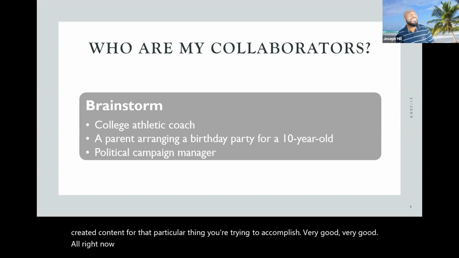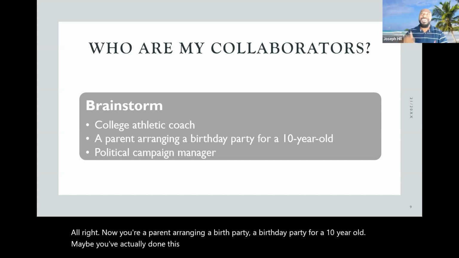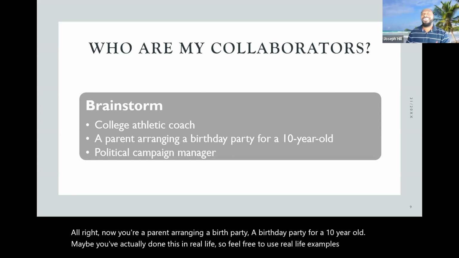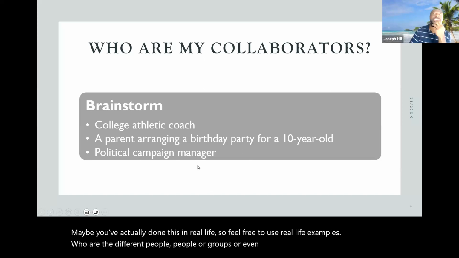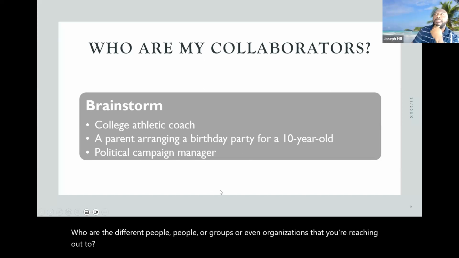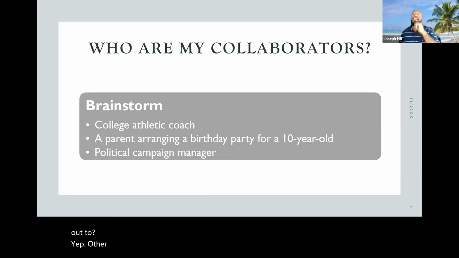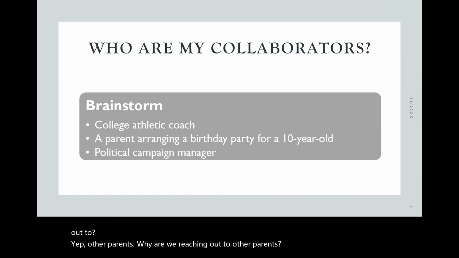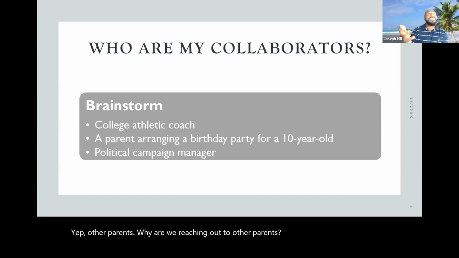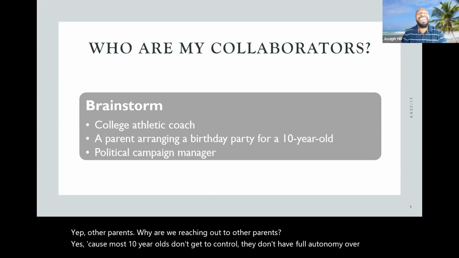Now you're a parent arranging a birthday party for a 10-year-old. Maybe you've actually done this in real life, so feel free to use real life examples. Who are the different people or groups or even organizations that you're reaching out to? Other parents. Yep. Why are we reaching out to other parents? To invite them there for ideas and also to invite their children to participate, of course. Yes, because most 10-year-olds don't have full autonomy over their lives, right?